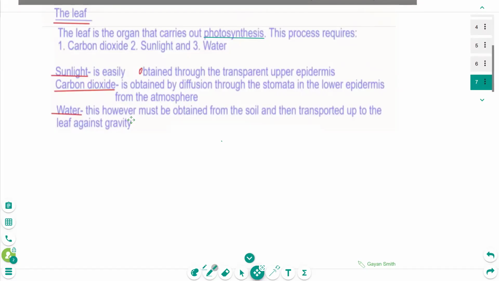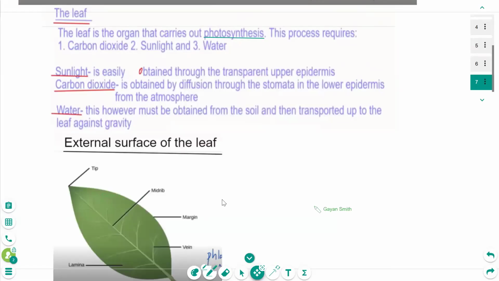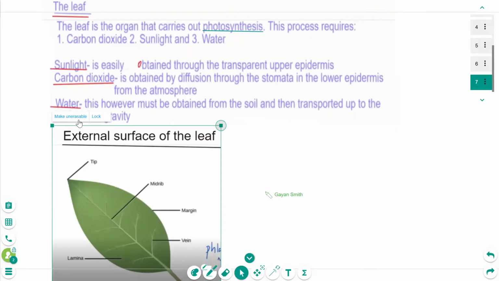All right. So I'm going to show you the external surface of the leaf. And then I'm going to give you the simplest version I can for the internal surface, so you see where we are actually trying to transport the nutrients to. So the leaf is the main organ that we're focusing on for now.